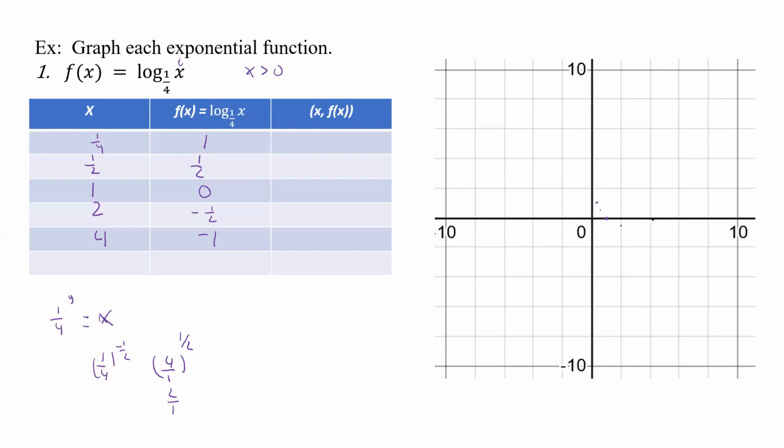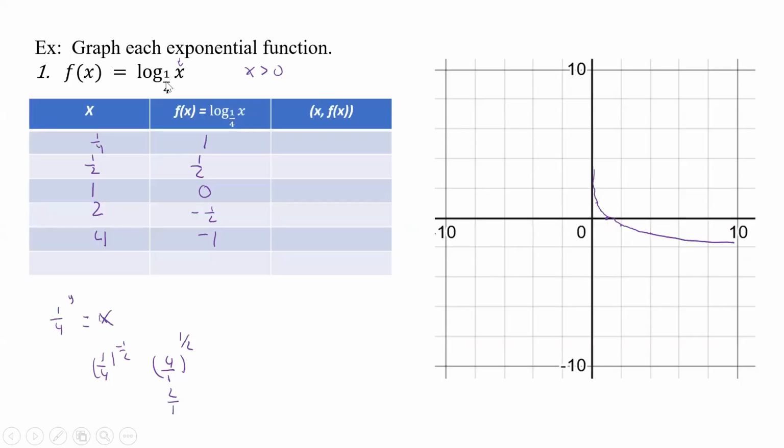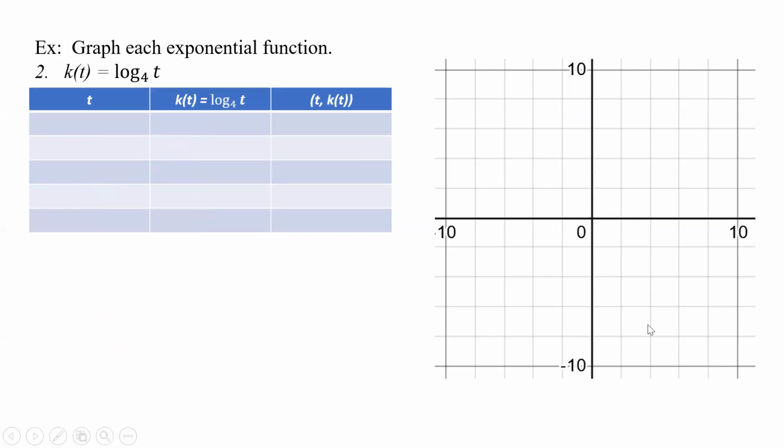And then we have 4, and that's going to be a -1, so it's about there. And so what we have is this thing. It looks something like that. Okay, and so it's decreasing as it goes down. And that's how it would look. Now, being decreasing, that's what we'd expect, since our a is between 0 and 1. And we had 1/4, so we would expect it to be decreasing.